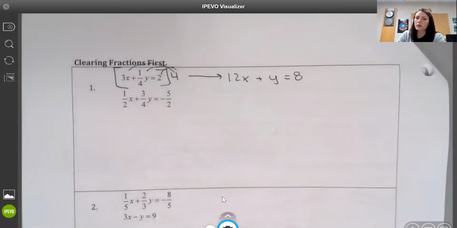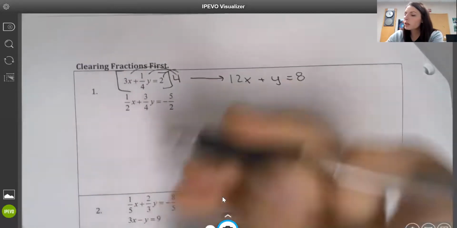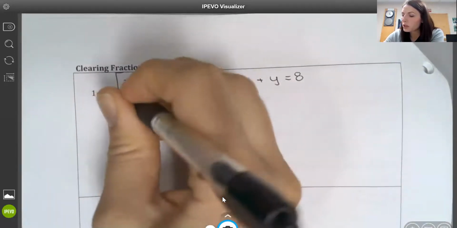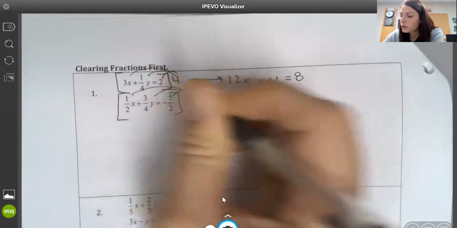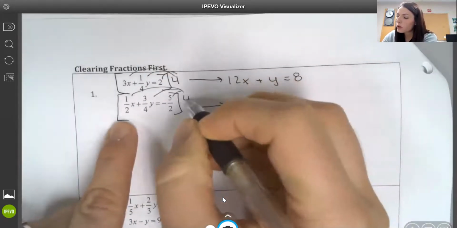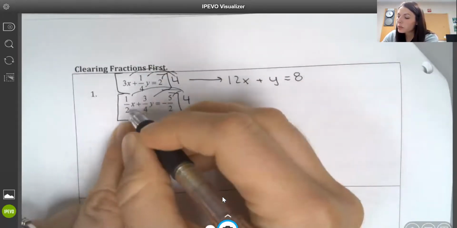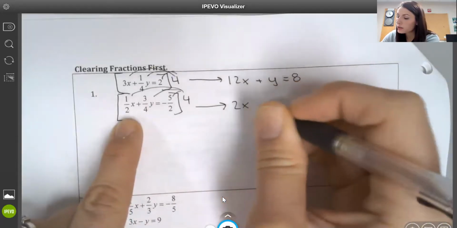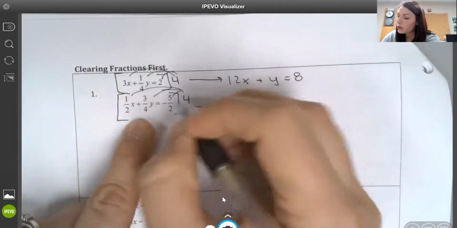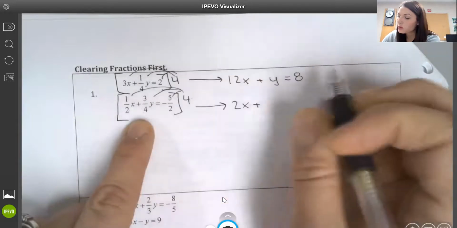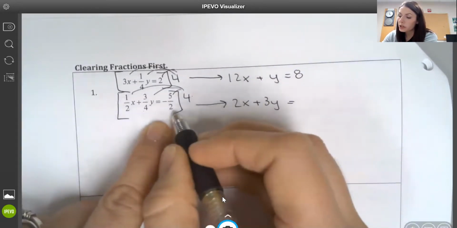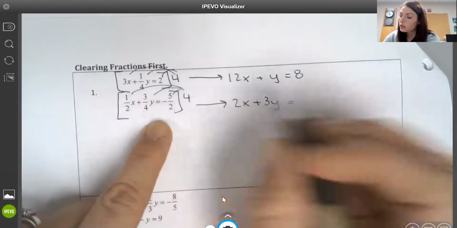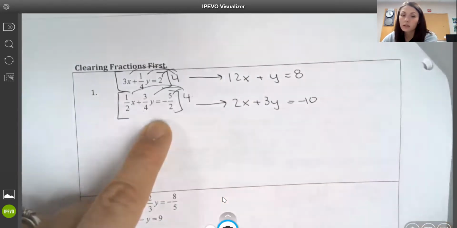And for my other equation, I would also multiply, so the LCD here would be 4. I want to multiply the entire equation by that. 4 times 1/2, or 4 divided by 2, gives me 2x, plus 4 divided by 4 gives me 1, times 3 gives me 3y. 4 divided by 2 is 2, times negative 5 is negative 10.